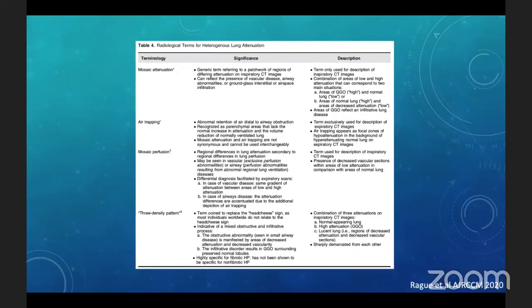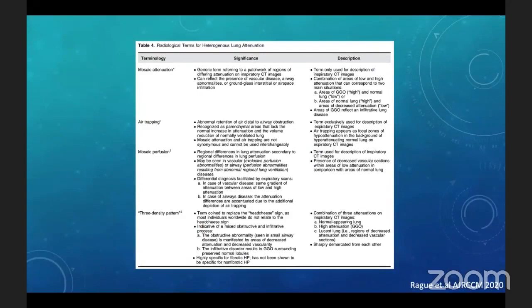In other words, if the hypoattenuated areas that are thought to represent areas of air trapping are getting more lucent on the expiratory phase, that is a true air trapped area, and this is confirming the presence of small airway disease. But if it doesn't actually accentuate, but it does look like a heterogeneous attenuation, a mosaic attenuation on the inspiratory phase, we call it a mosaic perfusion.